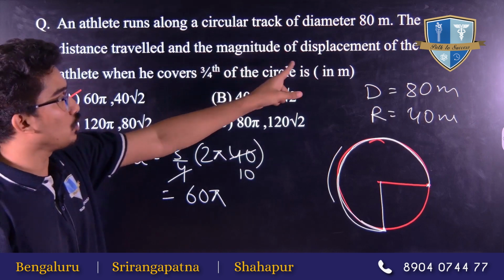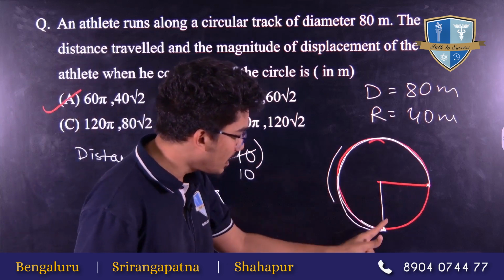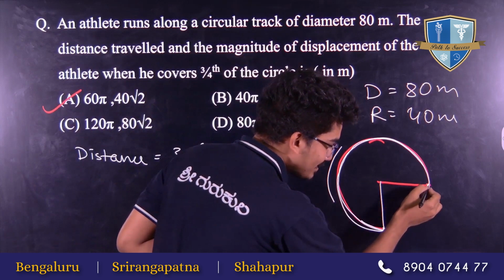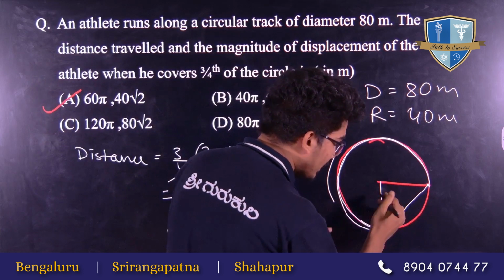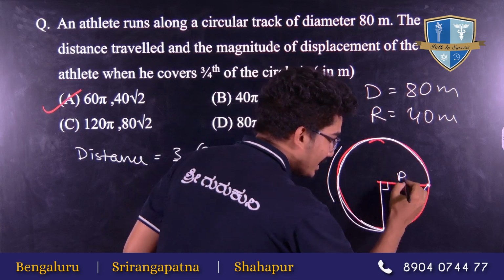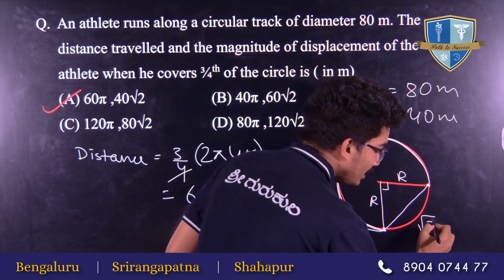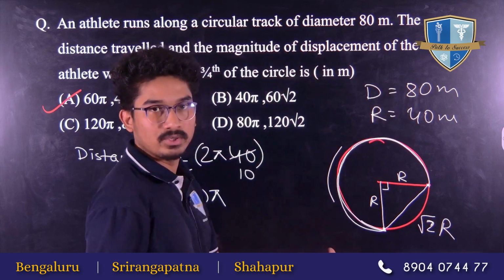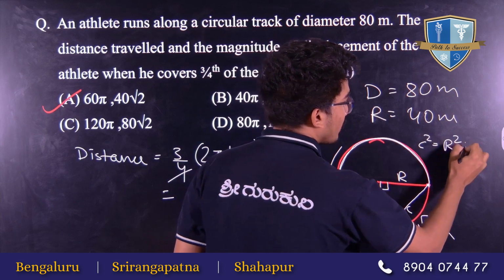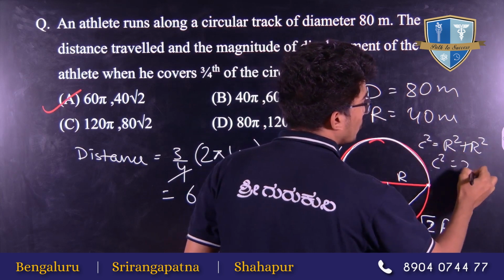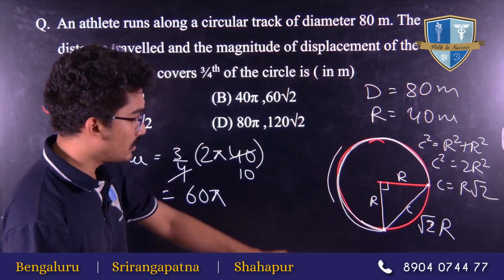Now let's check the magnitude of the displacement as well. So what is the displacement? Displacement is the shortest distance between the initial position and the final position. And what is the shortest distance? Just make a straight line between initial position and the final position. So if you will see, this is a right angle triangle with right angle here, and this is radius, this is radius. So in a right angle triangle, these two sides are equal, then this other side will be root 2 r. Why root 2 r? You can simply use Pythagoras theorem. Let's suppose this side is c. So c square will be equal to r square plus r square, or c square is equal to 2 r square, or c is equal to r root 2, correct? So this length is r root 2.